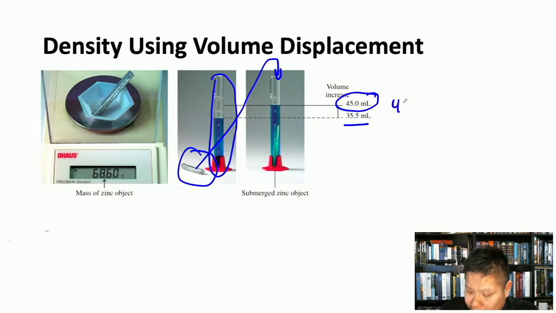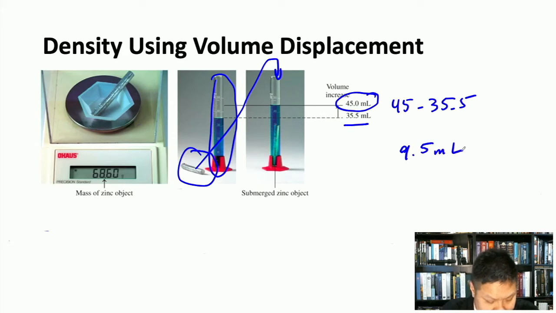So that's 45 minus 35.5. Simple math there, right? Very simple math there. That's 9.5 mils. Right? That's 9.5 mils. So that's great. Now we know what the volume of it is.